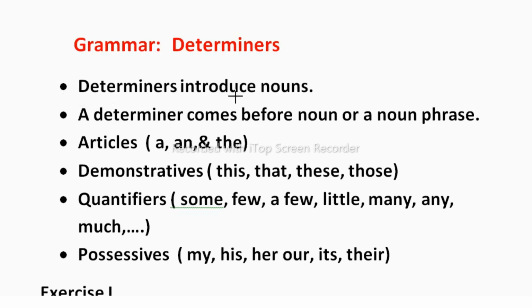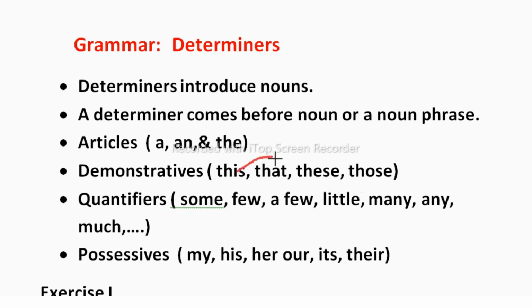Determiners introduce nouns. A determiner comes before the noun or a noun phrase. Basically there are four kinds of determiners: articles, demonstratives, quantifiers and possessives. Articles are a and the. We use the article a with a consonant sound, and the we use for a particular or specific thing. And demonstratives are this, that, these and those.